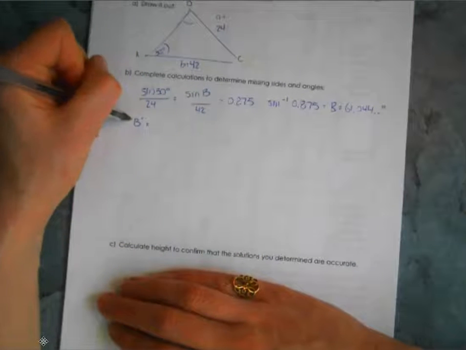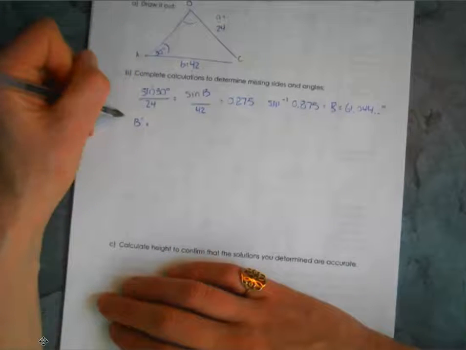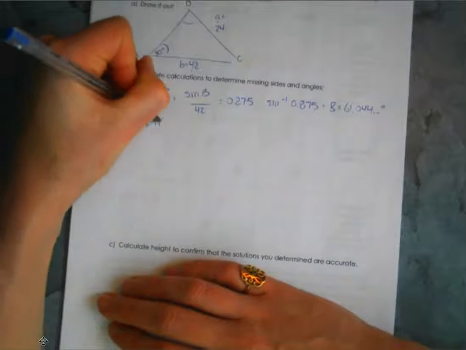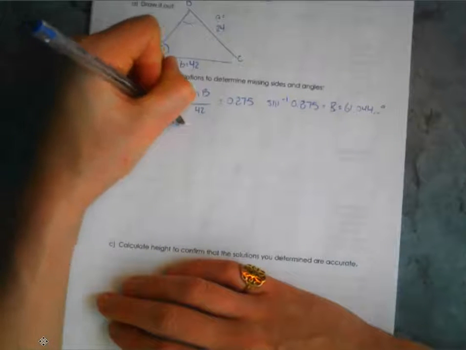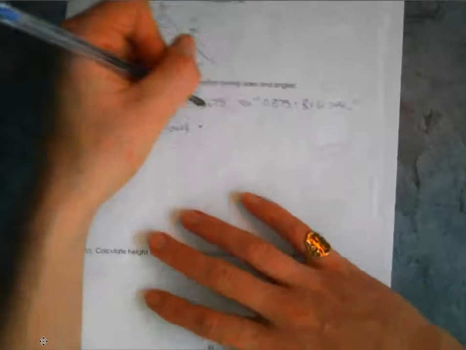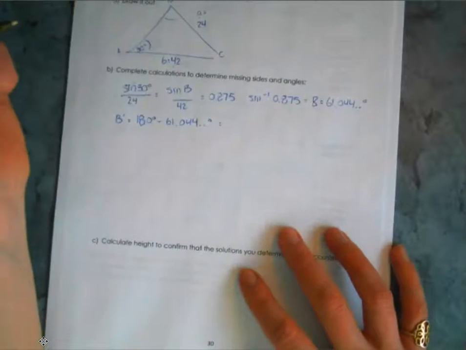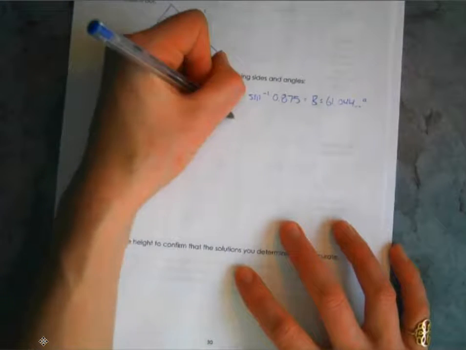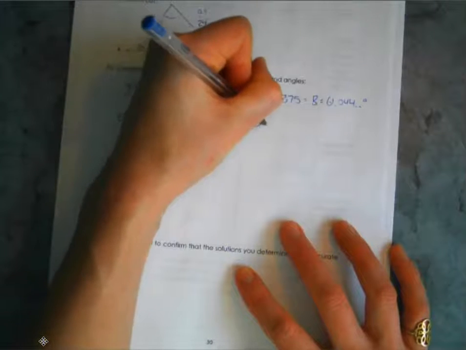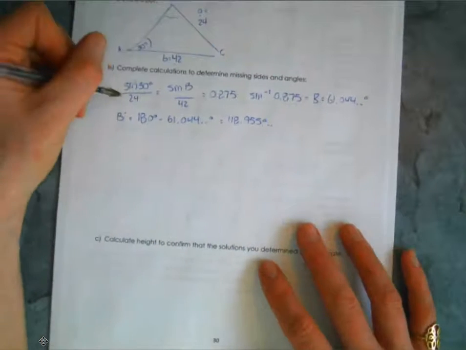Okay, so if this one was in quadrant 2, remember that means we have to solve for it by doing 180 minus our reference angle of 61. So 180 degrees minus 61.044 degrees gives us 118.955 degrees. So that's an extended decimal.